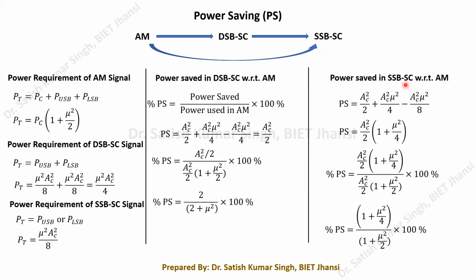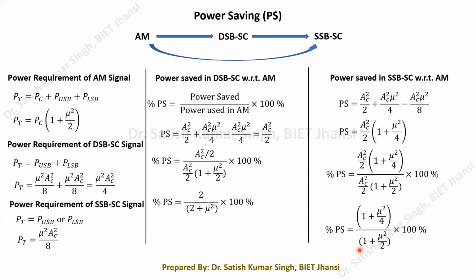The power in the AM modulation is AC square by 2 plus AC square mu square by 4, and the power requirement of the SSB signal is AC square mu square by 8. Now you can subtract this, and you will get power saved equals AC square by 2 times 1 plus mu square by 4. So this will be our expression. Now substitute it in, so the power saved equals AC square by 2, 1 plus mu square by 4, and then this is the power requirement of the AM signal.